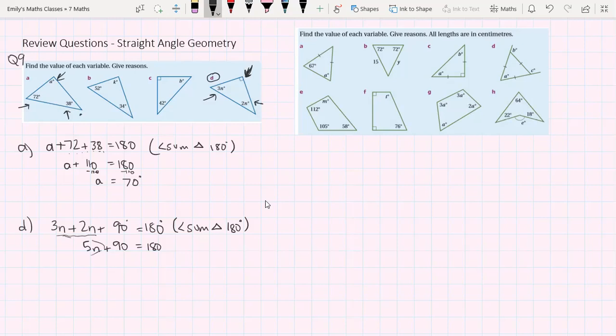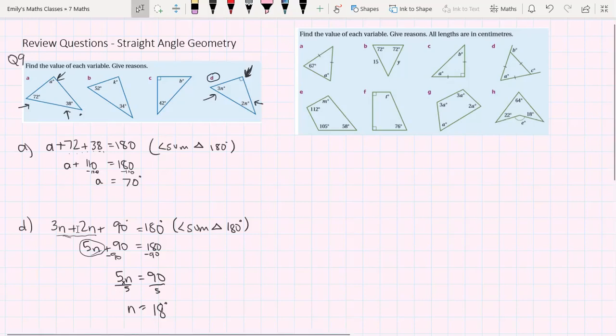Now I want to get the 5n by itself, so I need to take away the 90. So I get 5n equals 180 minus 90, which is 90. And then the last thing I need to do, that says 5 times n really. The times is not written there, but we know it's there. And the opposite to timesing by 5 is dividing by 5. I'll do that to both sides. And you have to do 90 divided by 5, and that will give you 18. And that's the size of angle n. And that's writing an equation and showing the working down the page, keeping equal signs under each other.